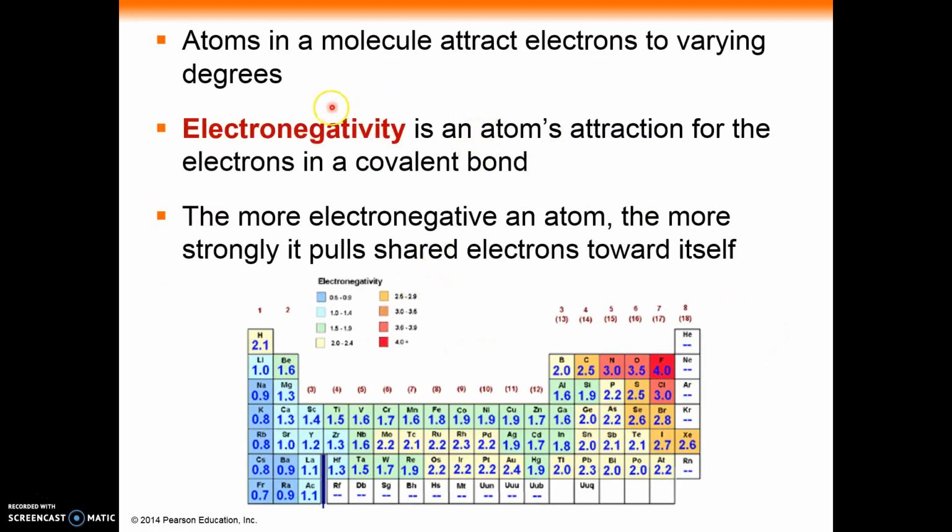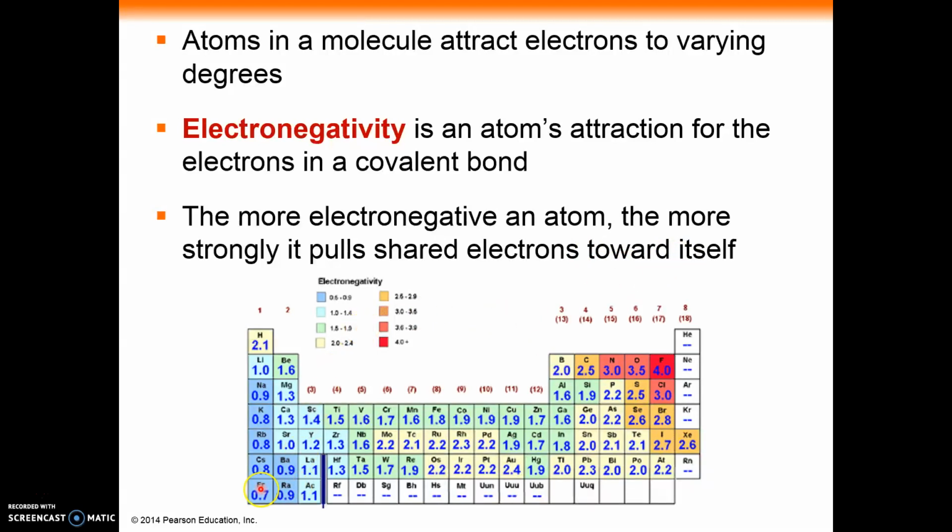All right, now atoms in a molecule attract those electrons to varying degrees. Okay, this introduces the concept of electronegativity, which is defined as the atom's attraction for the electrons in a covalent bond. The more electronegative an atom is, the more strongly it pulls those shared electrons towards itself. And this has ramifications. Okay?